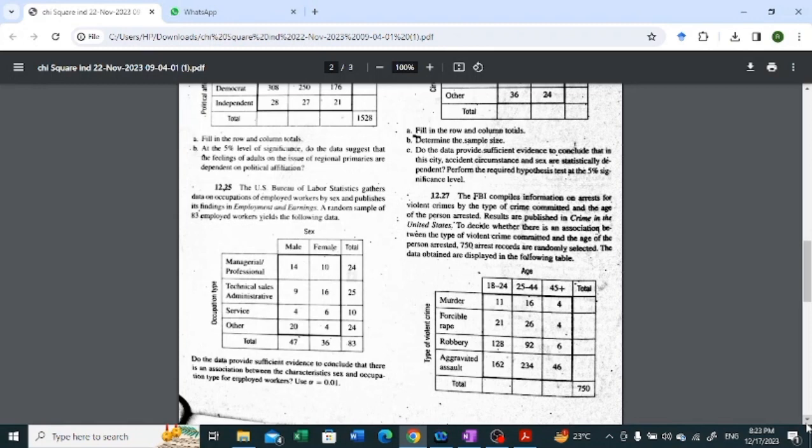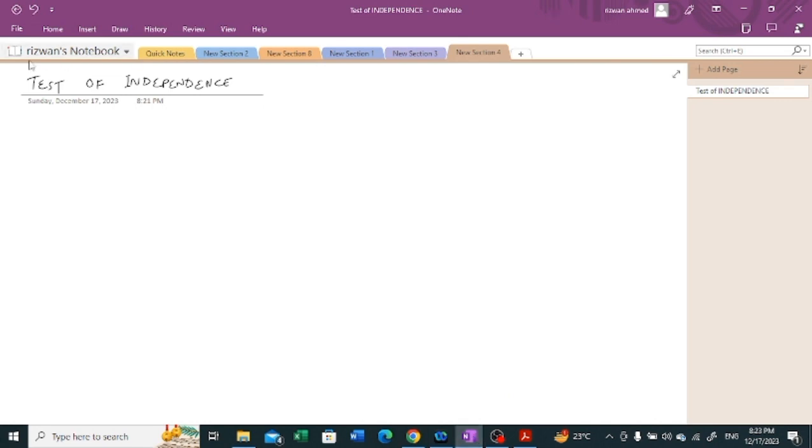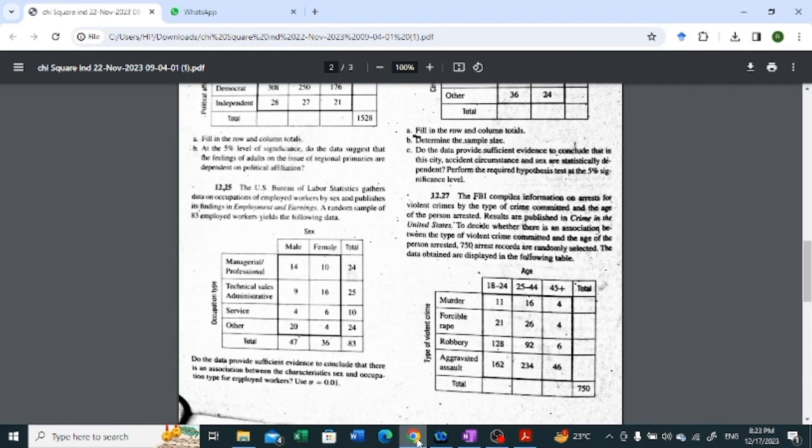And we are asked to test the hypothesis: do the data provide sufficient evidence to conclude that there is an association between the characteristic gender and occupation type for the employed workers? Use alpha equals 0.01. So let's start writing down the null and alternative hypothesis. First, we prefer to write the alternative hypothesis because that reflects the statement that we are asked to test. And the testing statement is, there is an association between the characteristic gender and occupation type.